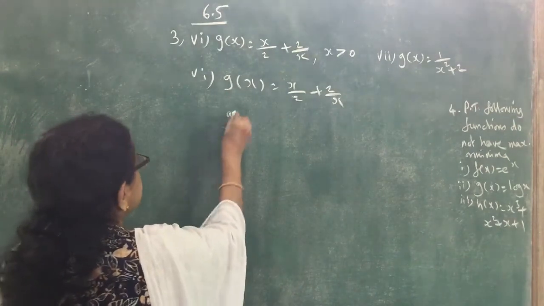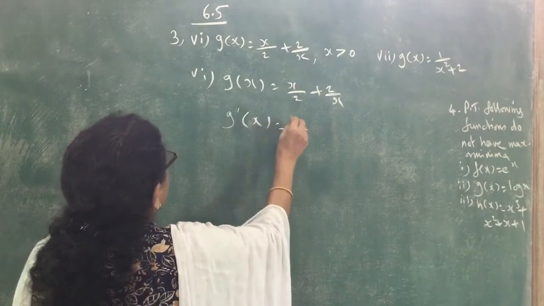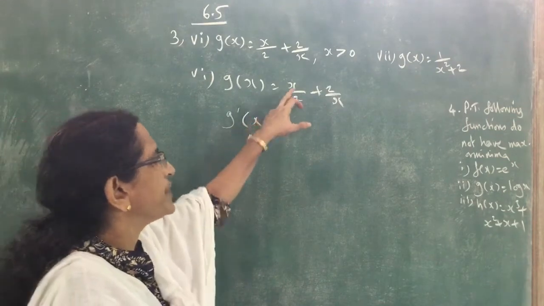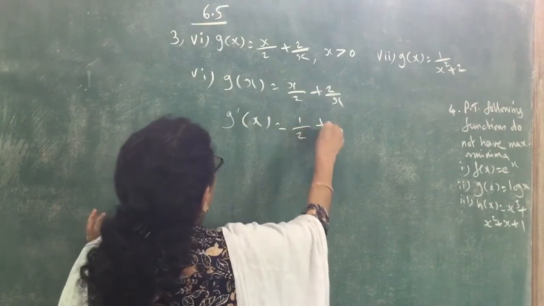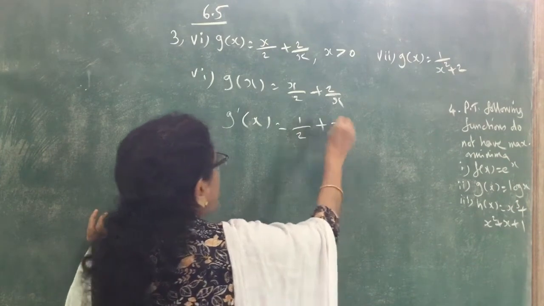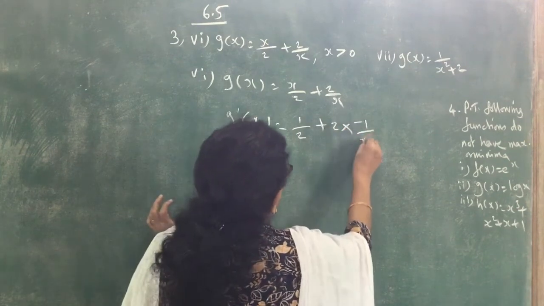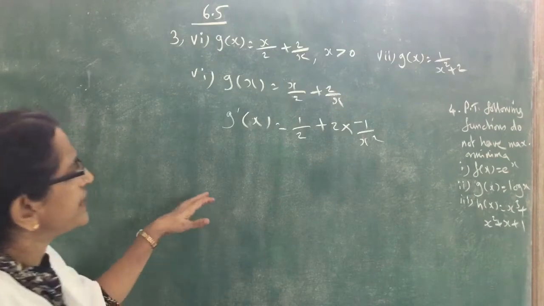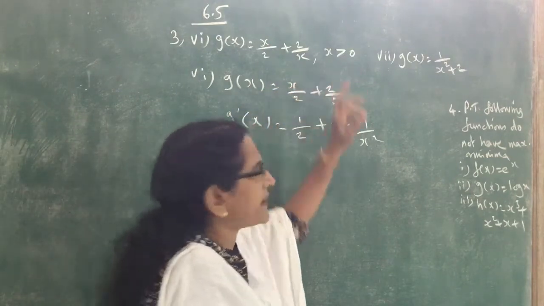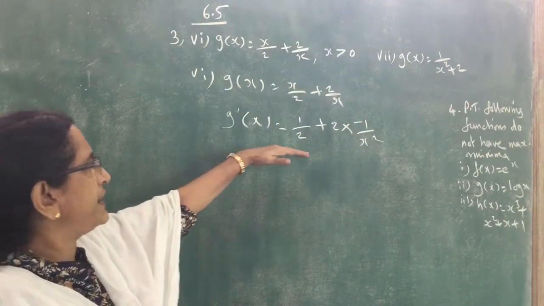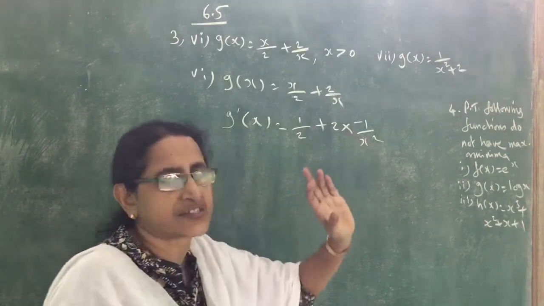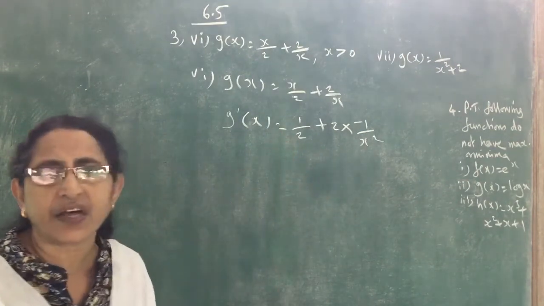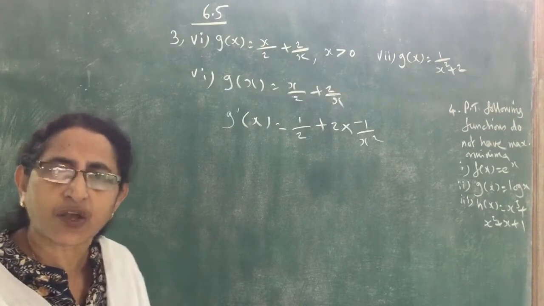So g dash x equals, find the derivative: derivative of x by 2 is 1 by 2 into 1, that is 1 by 2, plus 2 into derivative of 1 by x, that is minus 1 by x square. Now, given that x is greater than 0, this derivative exists at all values of x. And we have to find the point where g dash x equals 0.